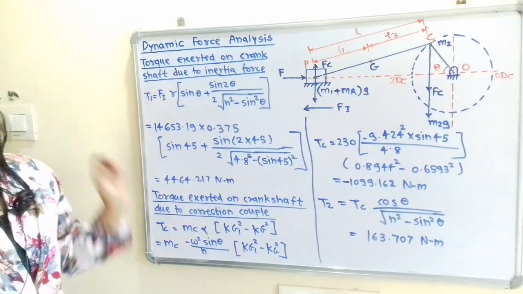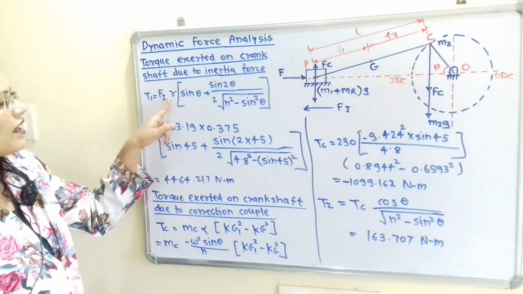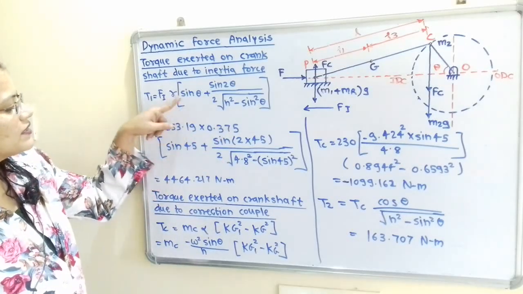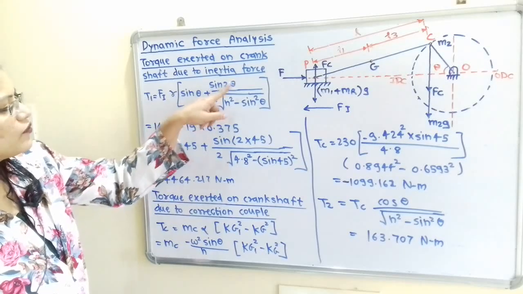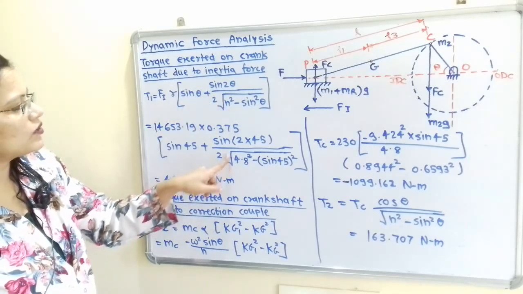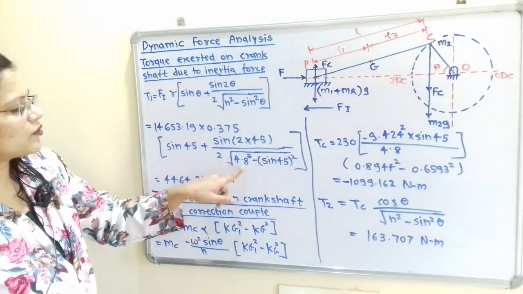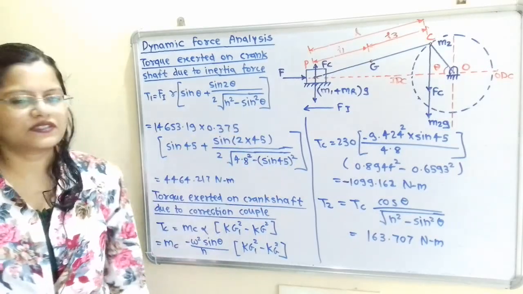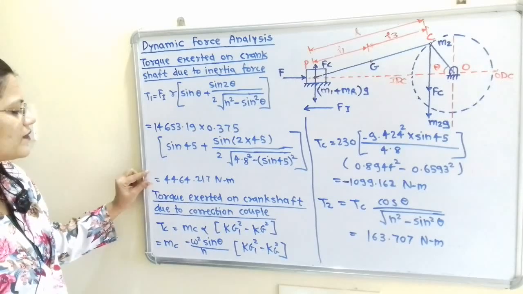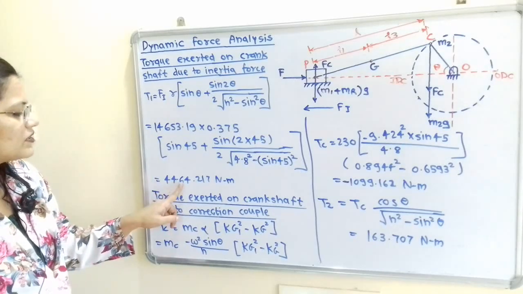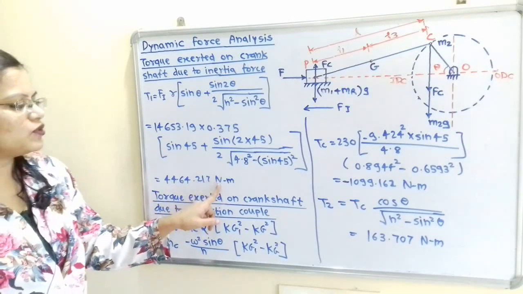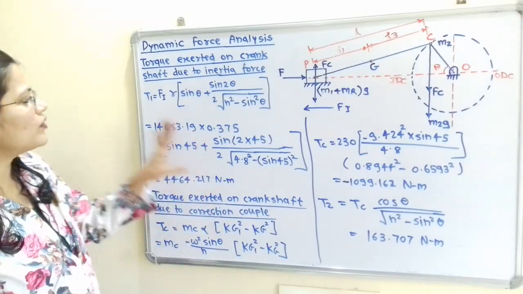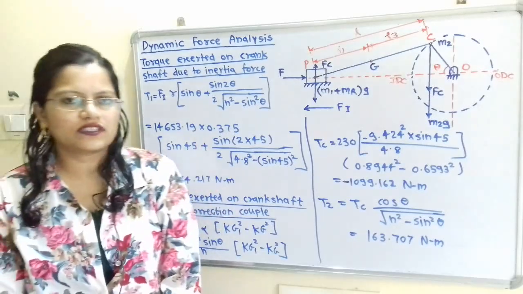So Fi that we have already calculated, then R is 0.375, sin of 45 plus sin of 2 into 45 divided by 2 under root of n, that is 4.8 square minus sin theta square, that is sin of 45 square. So when we calculate this, then we will get the answer 4464.217 Newton meter.